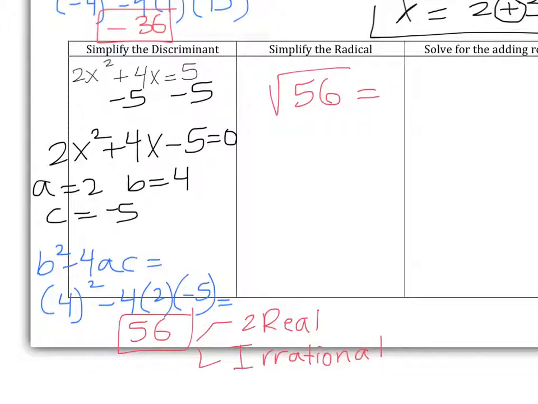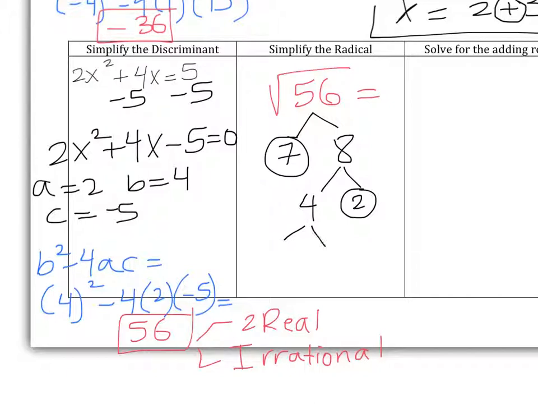Now to have more practice on simplifying radicals, I prefer if you go back to lesson 312 and review that. But remember, every time you want to simplify a radical, you try to think of the prime factorization or the factor tree. What multiplies to give you 56? 7 and 8. 7 is a prime, so circle that. 8, you need 4 and 2. 2 is a prime, so circle that. 4, you get 2 and 2, so circle these.